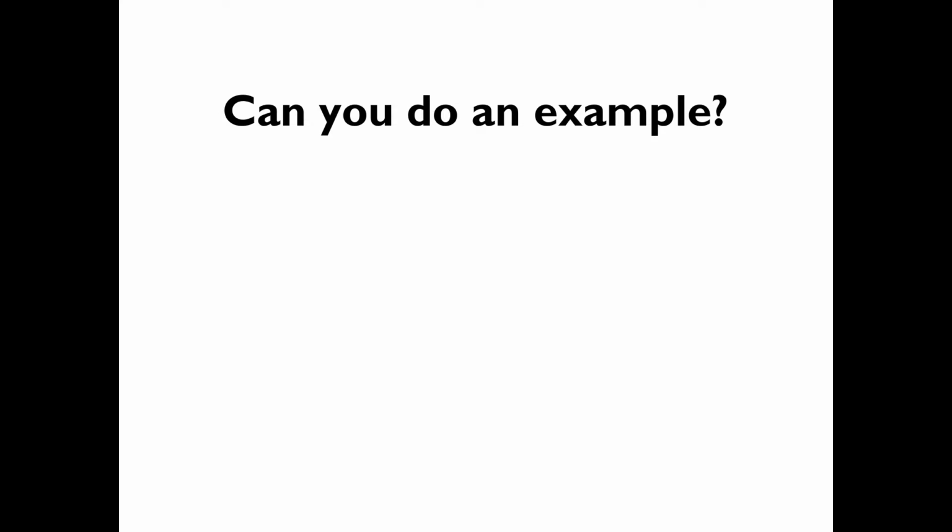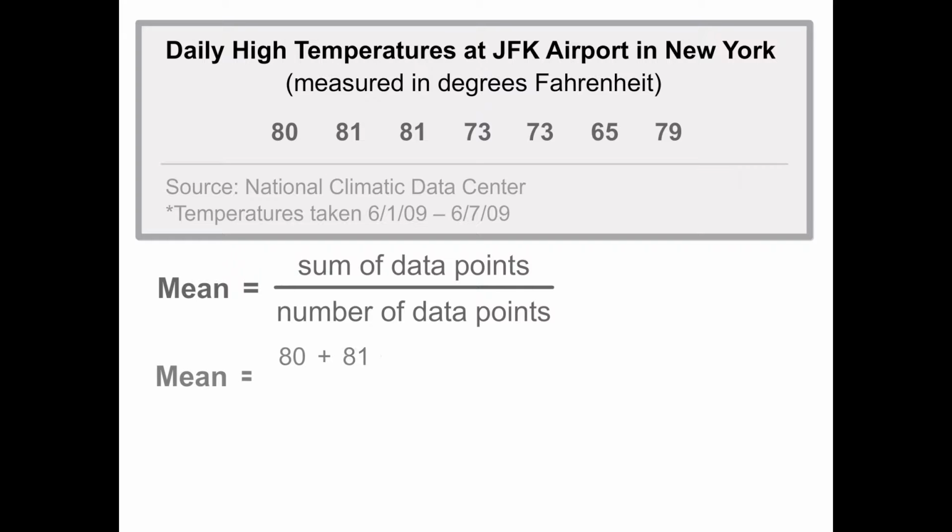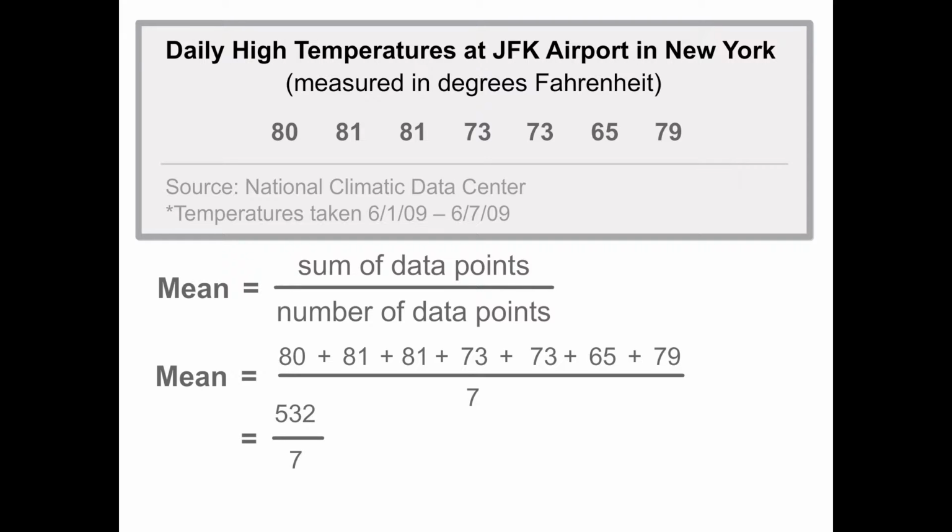Can you do an example? Sure. Let's look at how to calculate the measures of central tendency with this set of data. To calculate the mean, find the sum of the temperatures and divide by 7, the total number of data points we have. The mean temperature is 76 degrees.